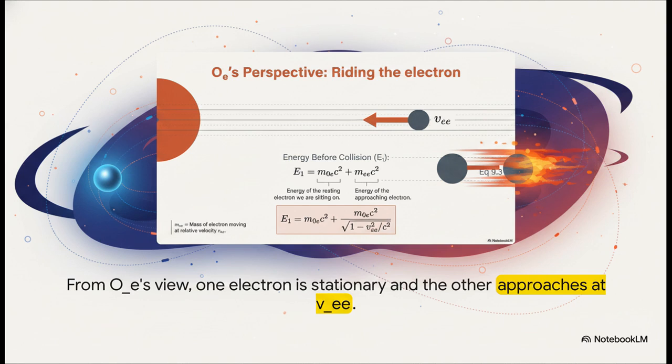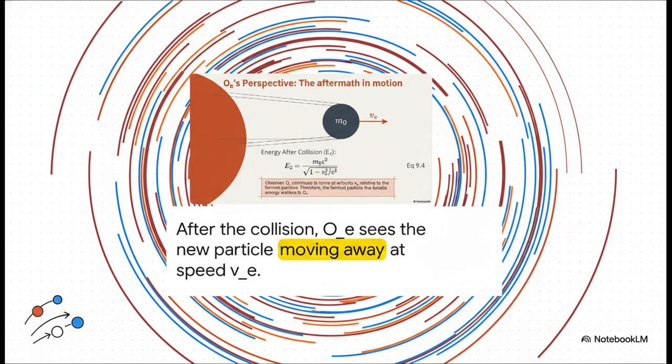But OE sees the other particle hurtling towards them at that mystery speed VE, the very thing we're trying to figure out. So the total energy before the collision, E1, is just the sum of those two energies. So what happens after the big smash?